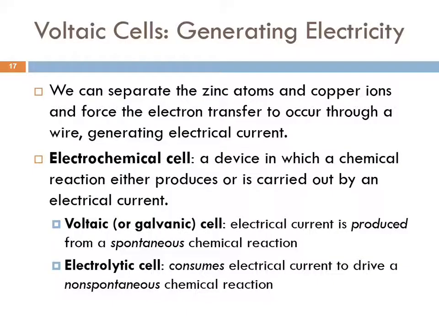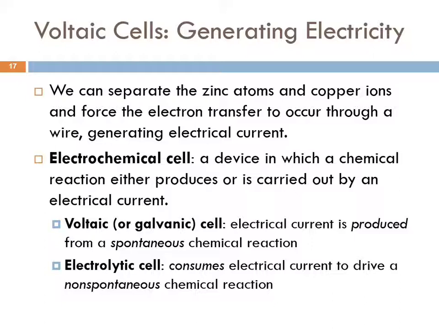So, in that situation with the zinc metal in the beaker, the electron transfer was direct from the atom to the ion. If we separate the zinc atoms and the copper ions, the transfer can still take place if we provide a connection for the electrons to flow through, like a wire. And electrons going through a wire is what? Electric current. It's electricity.